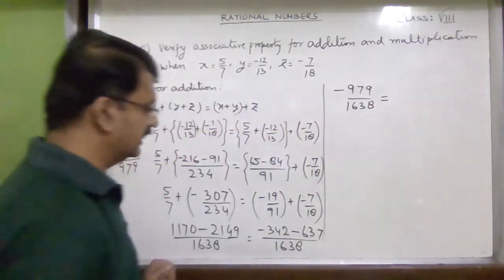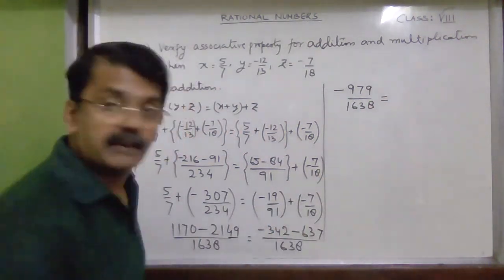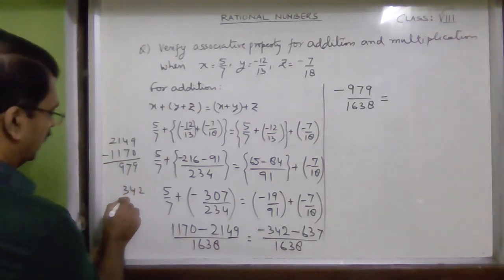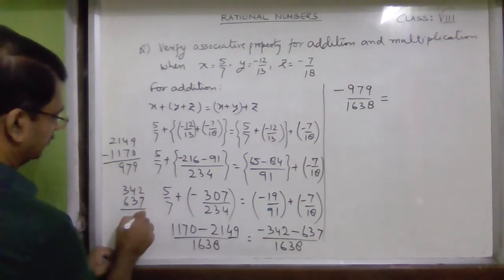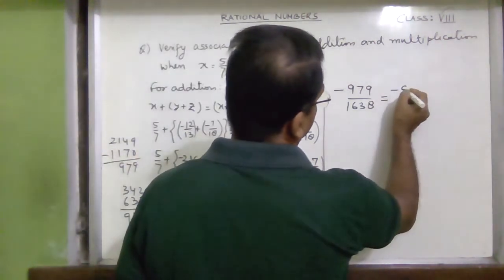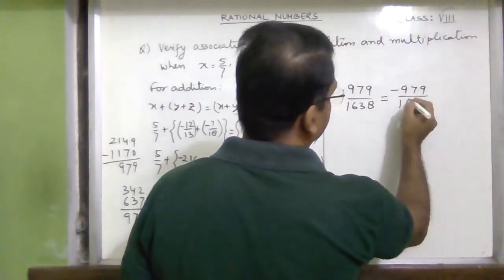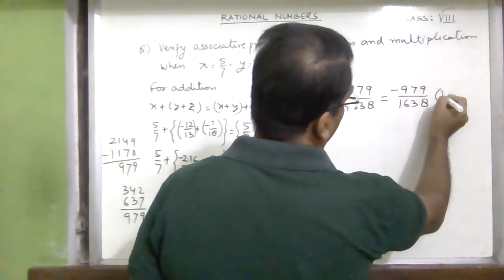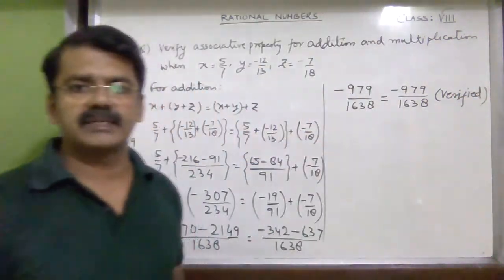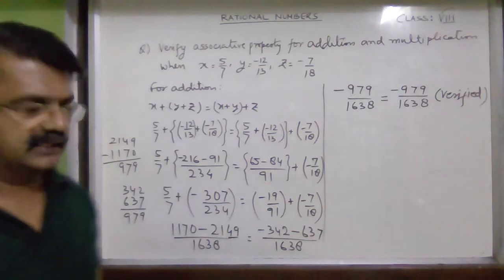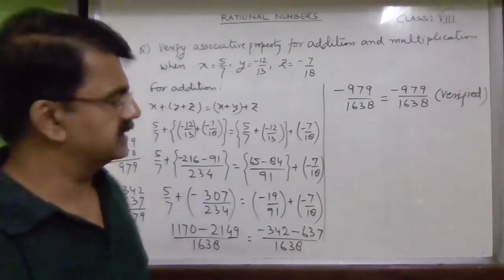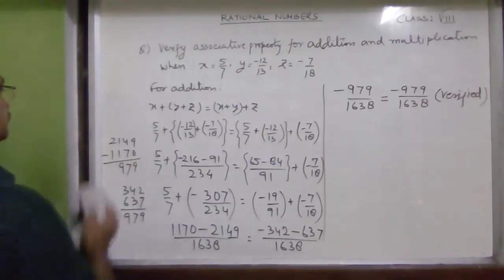And on the right hand side, as both of them have the same sign, they will be added. So 342 and 637, 979, minus 979 upon 1638. Once again you can see that we have the same numbers on the left hand side and the right hand side. So once again it is verified.